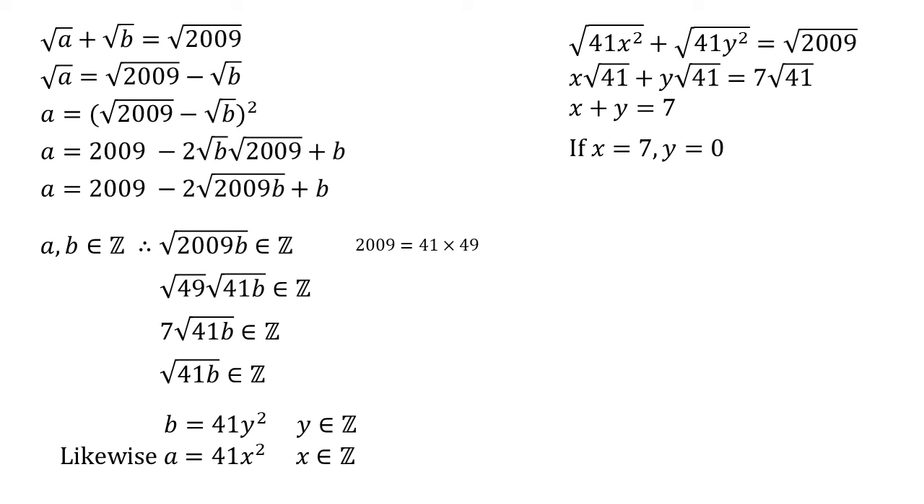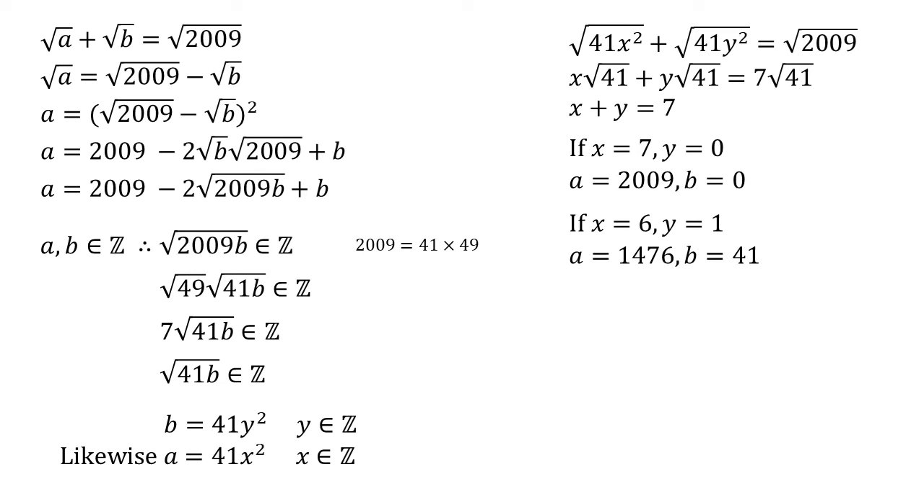Putting them into our equations for a and b, we would get that a is equal to 41 times 7 squared, 49, which gives us 2009, and b is equal to 41 times 0 squared, which is 0. So here's our trivial case of 2009 and 0. If x is equal to 6, then y is equal to 1. Putting them into our equations for a and b gives us 1476 and 41.